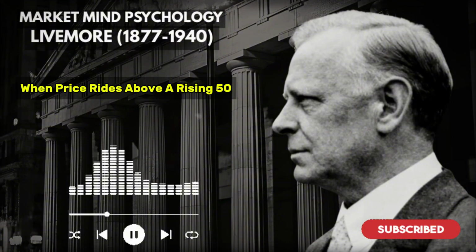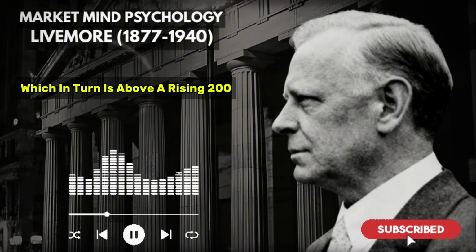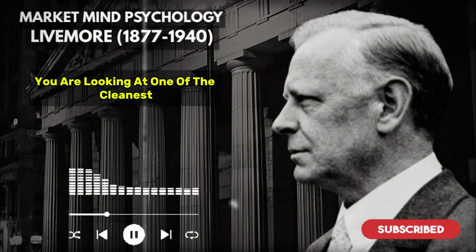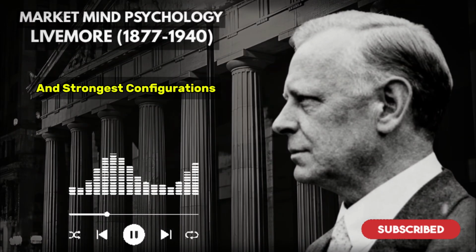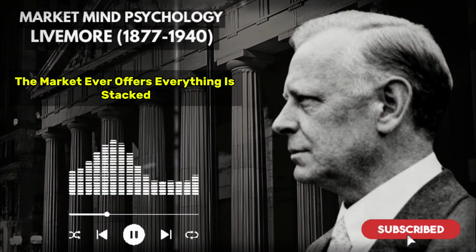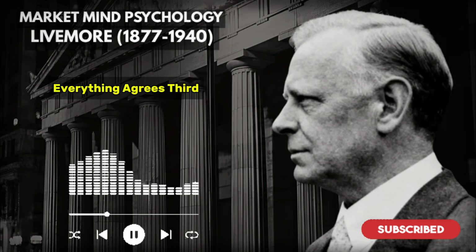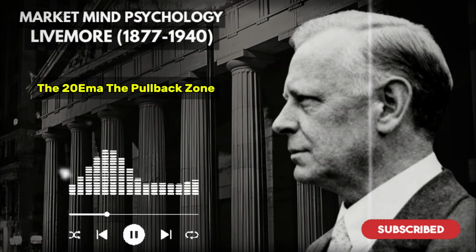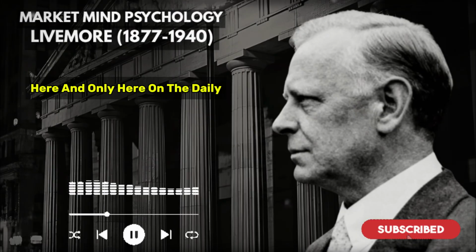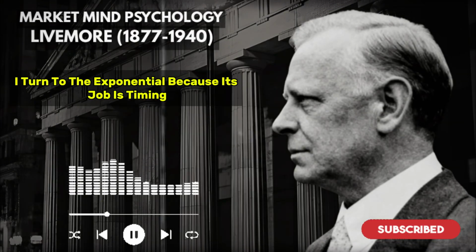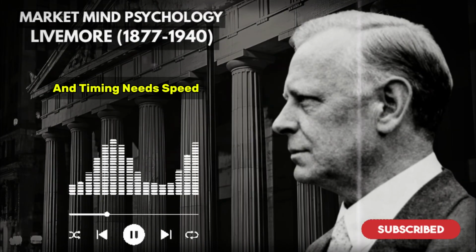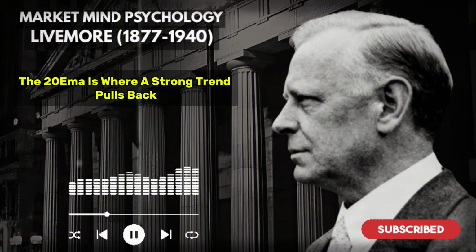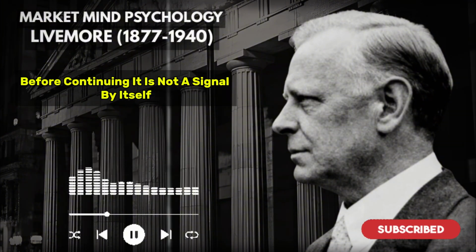When price rides above a rising 50, which in turn is above a rising 200, you are looking at one of the cleanest and strongest configurations the market ever offers. Everything is stacked. Everything agrees. Third, the 20 EMA, the pullback zone. Here and only here on the daily, I turn to the exponential because its job is timing, and timing needs speed. The 20 EMA is where a strong trend pulls back before continuing.